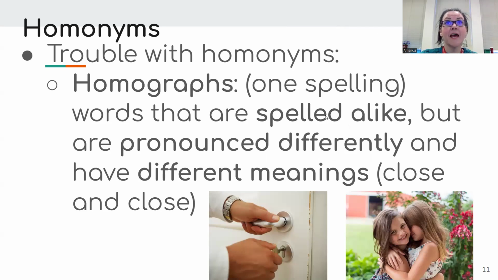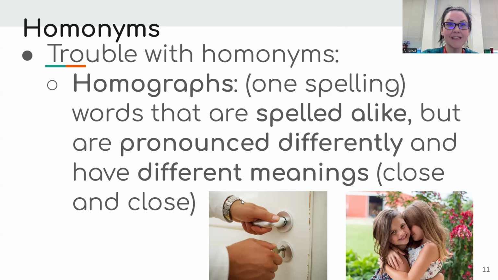Homographs, these have one spelling. Homo means one, and graph is to write. So words that are spelled alike, but they are pronounced differently. So they have different meanings. For example, close with a Z sound and close with an S sound.